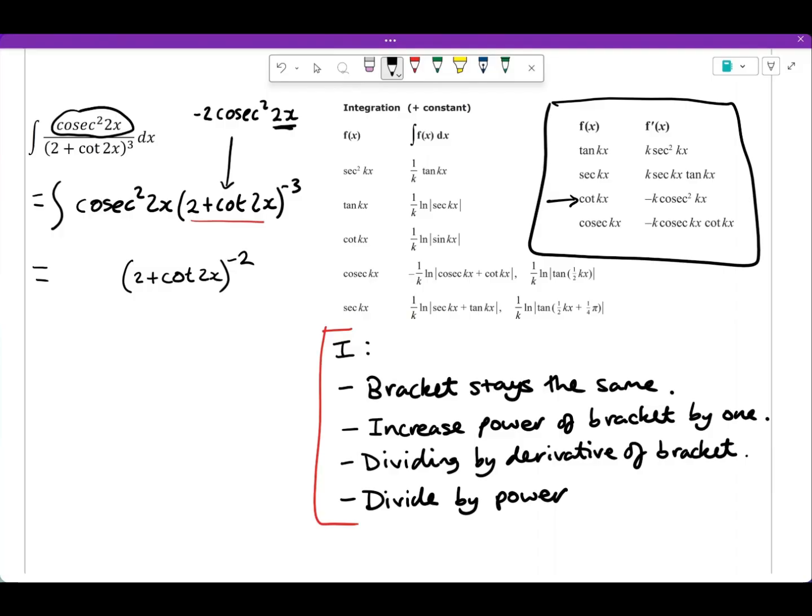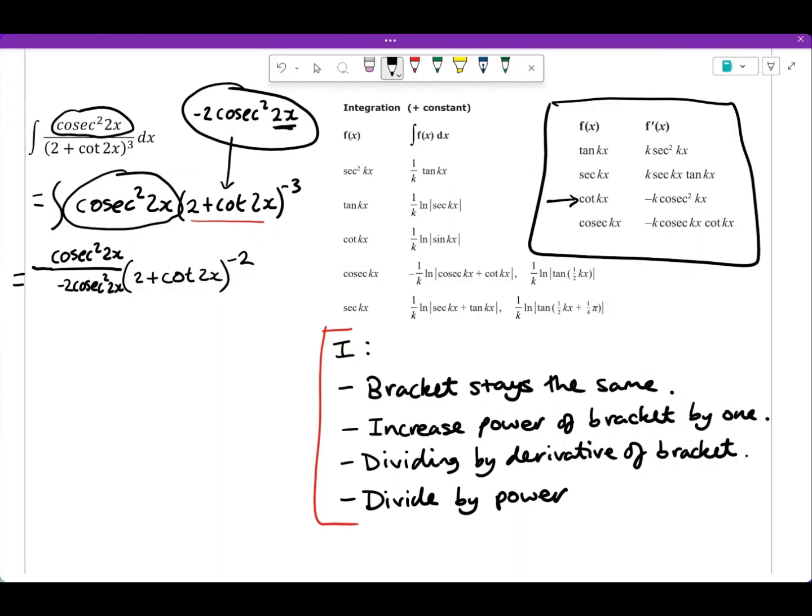Then we need to divide by the derivative of the bracket. So I'm going to take what was initially multiplying our bracket, the cosec squared 2x, and I'm going to divide by the derivative of my bracket, which we wrote up here. Okay, so that is the negative 2 cosec squared 2x. So in my denominator, I'm going to write negative 2 cosec squared 2x.